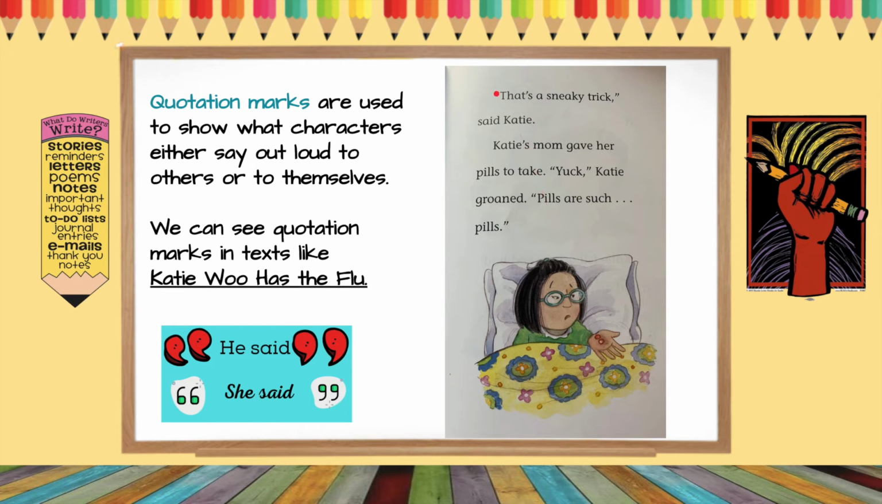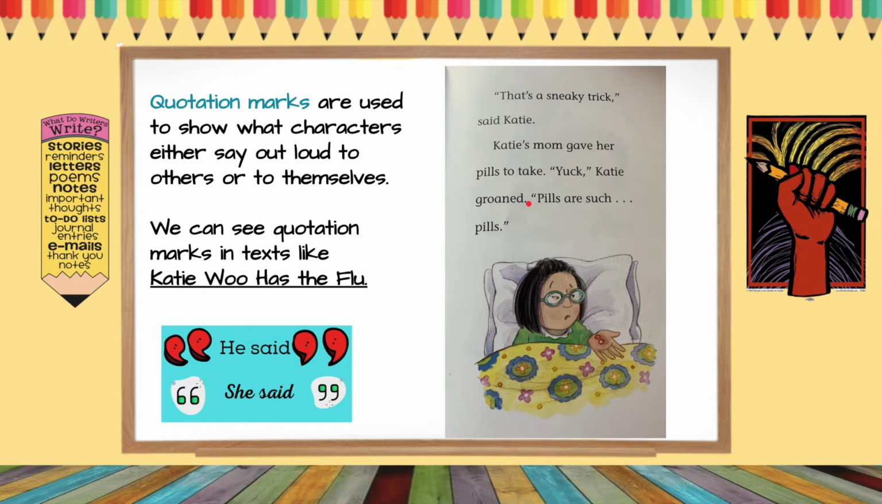So here on this page, again, we can see quotation marks here that tells us that Katie said that's a sneaky trick. And then the author told us that Katie said that. Next, we can see quotation marks around yuck and pills are such pills because these are things that Katie said out of her mouth. And the author let us know that by saying Katie groaned.